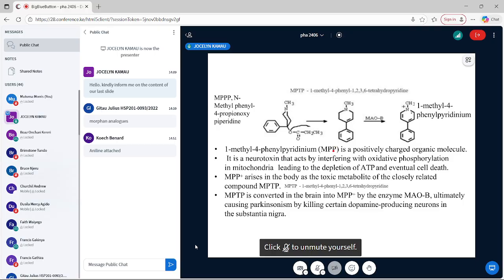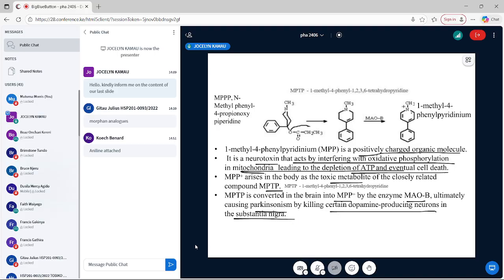1-methyl-4-phenylpyridinium, MPP+, is a positively charged organic molecule. It is a neurotoxin that acts by interfering with oxidative phosphorylation in mitochondria, leading to the depletion of ATP and eventual cell death. Or we can say it's a neurotoxin which can result in cell death, and it arises in the body as a toxic metabolite of the closely related compound. We have already mentioned that MPTP is converted in the brain into MPP+ by the enzyme monoamine oxidase B. We have looked at that, ultimately causing Parkinsonism by killing certain dopamine-producing neurons in the substantia nigra.